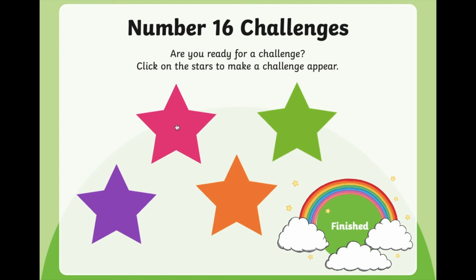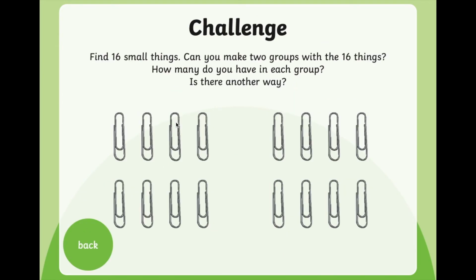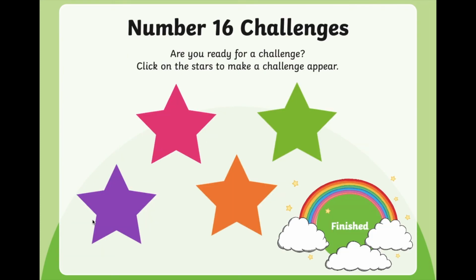Okay, let's see what's behind the pink star. So find 16 small things, and can you make two groups with the 16 things? How many do you have in each group? And is there another way? So this way that they've showed you is the way that we've already talked about, is 8 and 8. So there's the same amount of paper clips on this side as there is on this side. So it's like if you got the number 16 and you cut it in half, you would have 8 on either side. I wonder if you can find a different way.